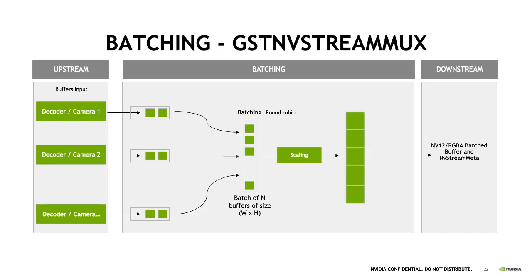Each source's output buffer is added to the queue for that source. This happens in that source's output thread. And then the batching algorithm is run. In this case, it's a round-robin algorithm, which really just means it's trying to collect, on average, the same number of frames from each source per batch.